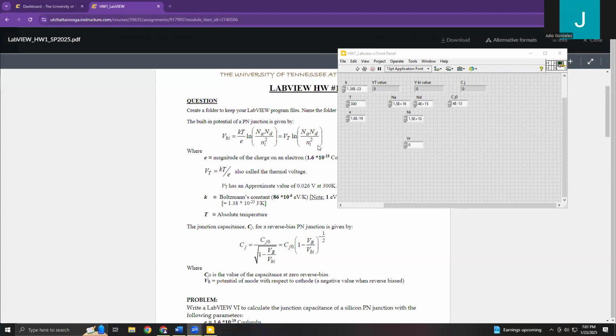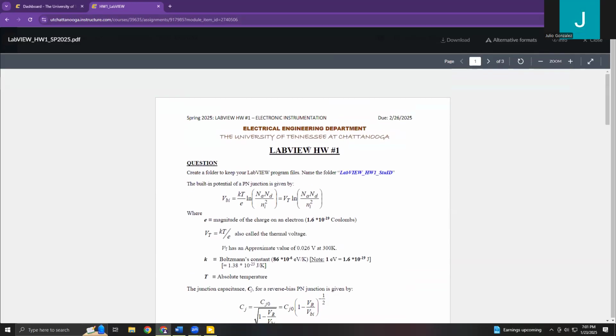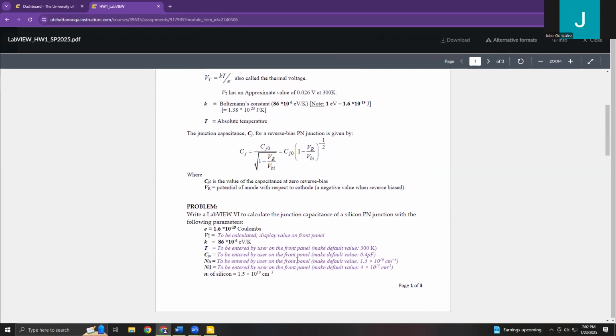Hello, my name is Julio Gonzalez, UTCID GCW 925, and today we will be going over LabVIEW Homework 1. The objective of this assignment was to design a program, or a VI, that will calculate the junction capacitance for a silicon PN junction when you're given parameters.